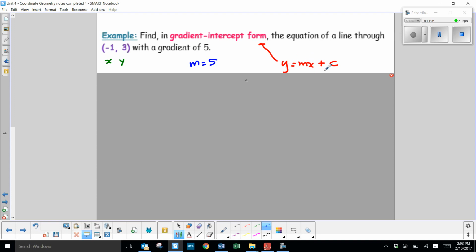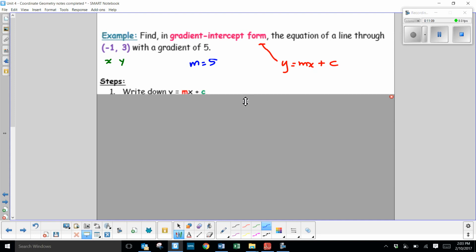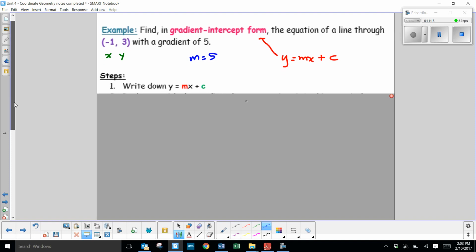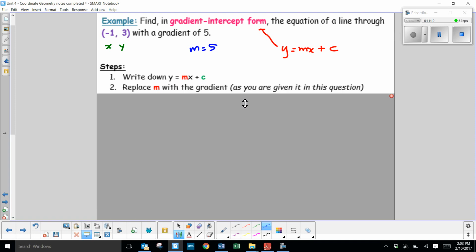Steps are: write down y equals mx plus c. I'll do the working out afterwards if you want to see a worked example first. First step, write down y equals mx plus c. You can do this yourself underneath if you prefer, and then see if you've got the same as me. Then replace m with the gradient, 5. That could be on your next line of working. As you're given it in this question, you didn't need to calculate it yourself.